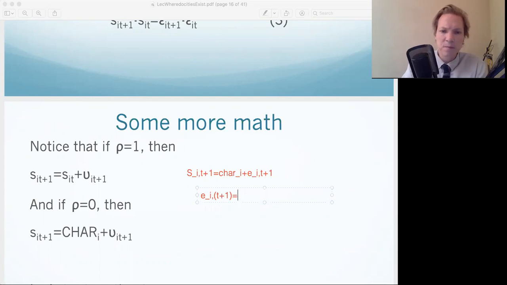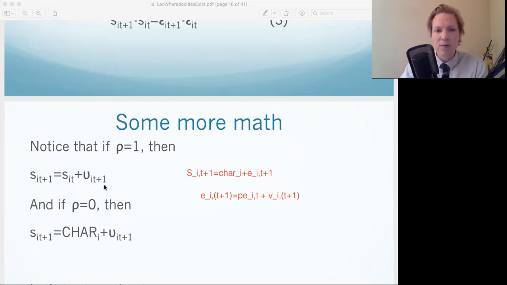E_{i,t+1} is going to equal rho times E_{it} plus this guy, which is V, I believe that's omega, and then t+1. Okay. All right. Let's put parentheses on there. So this is my population in the next period. It's a function of my characteristic plus this random shock, where this random shock is a function of last period's shock plus a random variable.